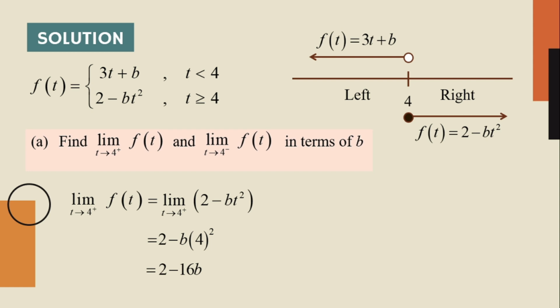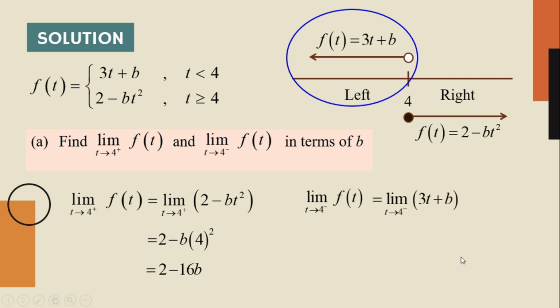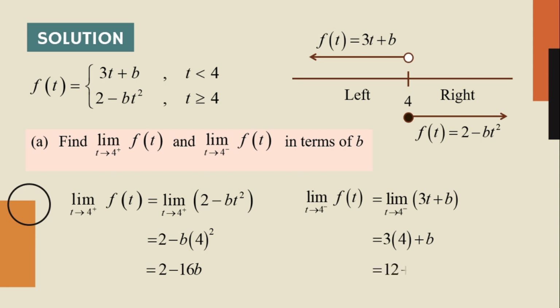Then we find the limit of f(t) as t approaches 4 from the left. Stay on the left of 4. Here the function is 3t plus b, so replace f(t) by 3t plus b. Substitute t by 4 and get 3 times 4 plus b, or it is 12 plus b.